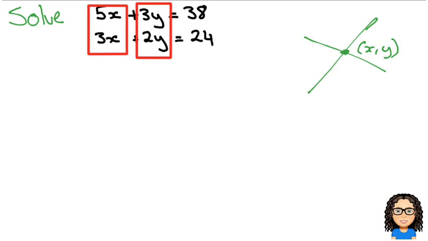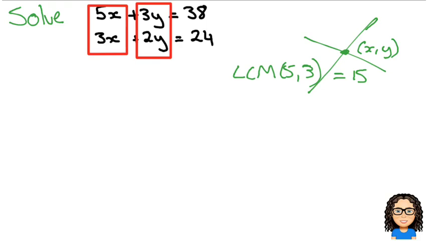Now remember the overall algebra rule. What I do to one side, as long as I do the same to the other side, I'm not changing anything. Okay? So I could multiply each piece of an equation by the same number. And that's what I want to do. So for either x or y, I want to find the lowest common multiple. If I take the x's, I want to find the lowest common multiple of 5 and 3. So the lowest common multiple will be 15.